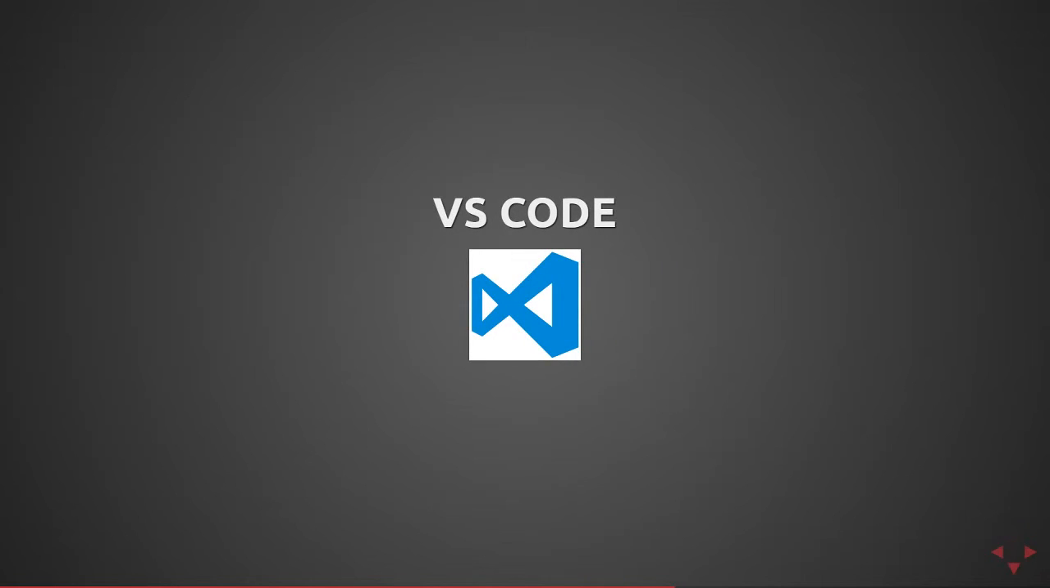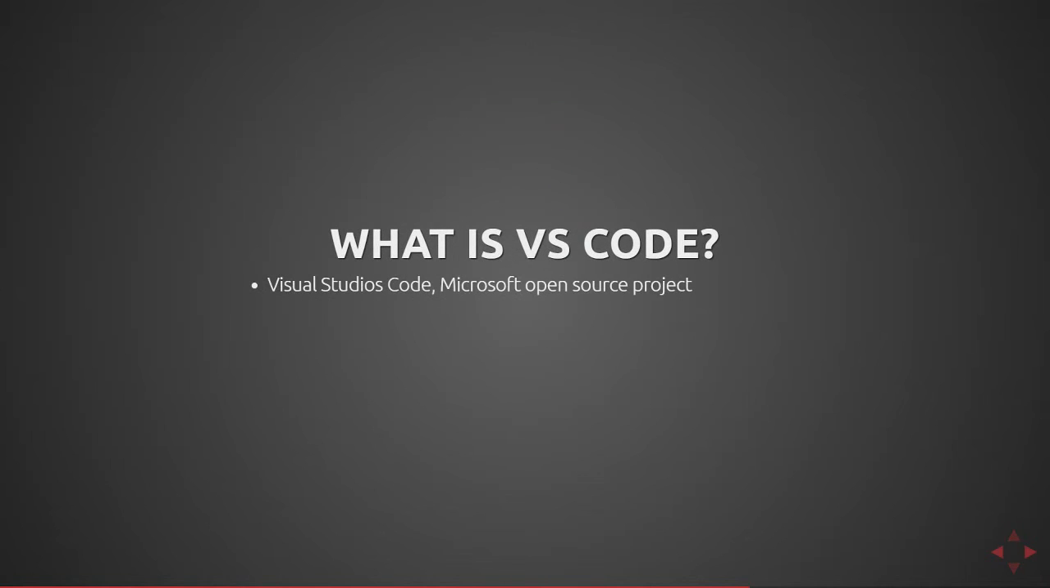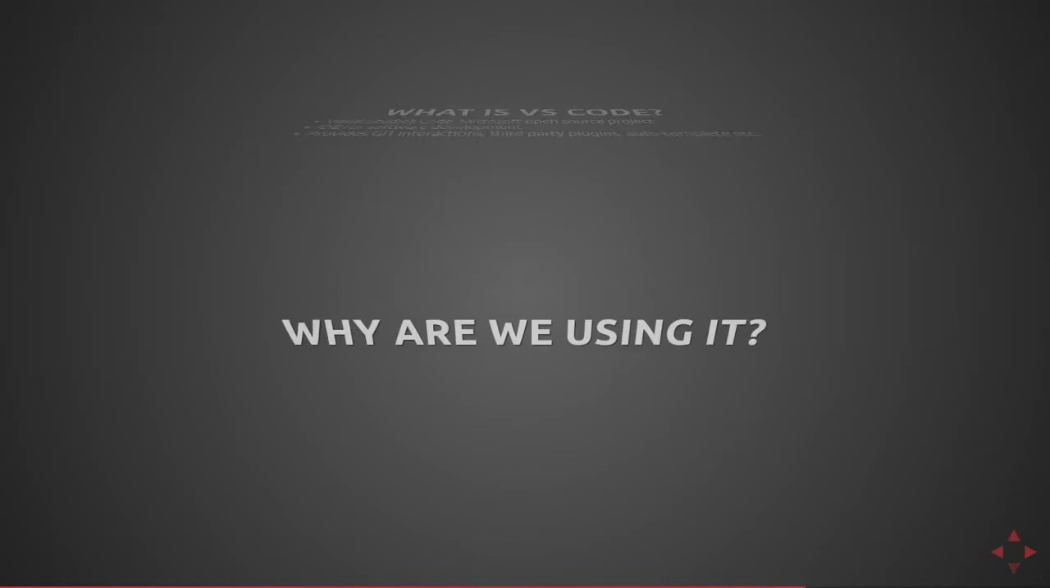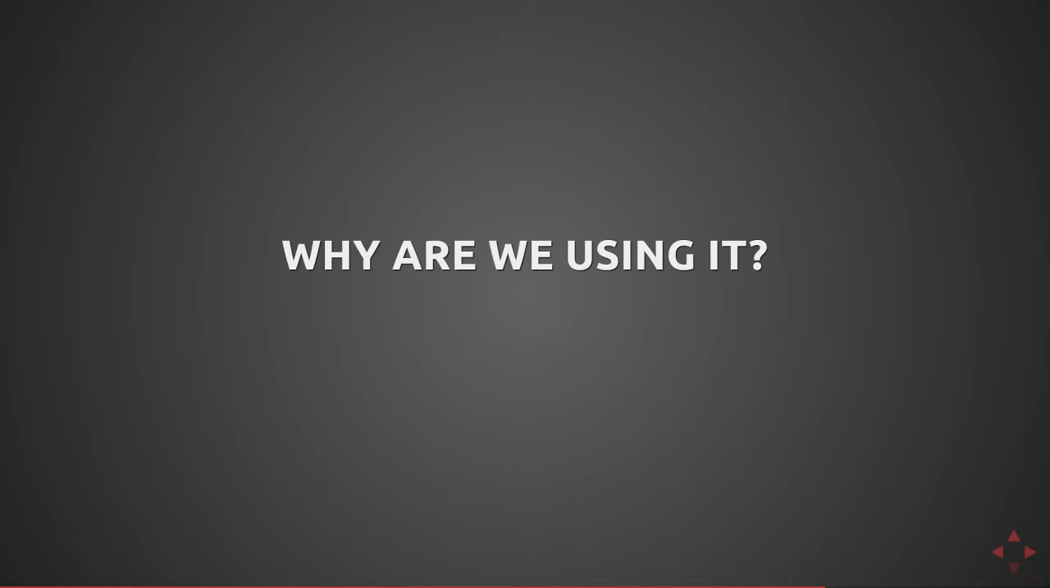Next, we're going to talk about VS Code. VS Code is Visual Studio Code, a Microsoft open source project. It's the IDE for software development. We will be using it for JavaScript and HTML. It provides Git interactions, third-party plugins, autocomplete, and a list of other features. So why are we using VS Code as opposed to any other of the IDEs?